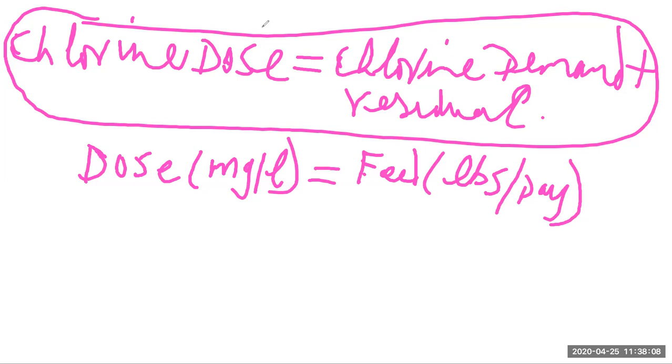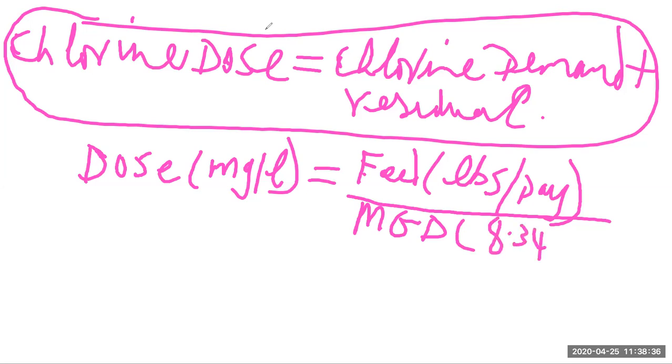Pounds per day all over, which is your feed, divided by your flow rate in million gallons per day, multiplied by the 8.34 pounds per gallon. I'll clean that up. And that's what it is.